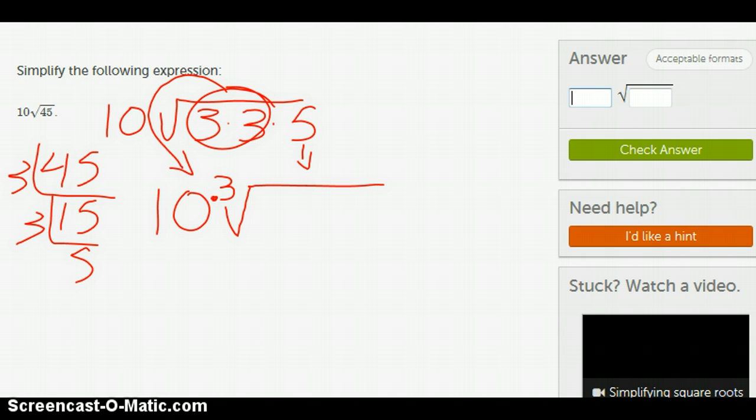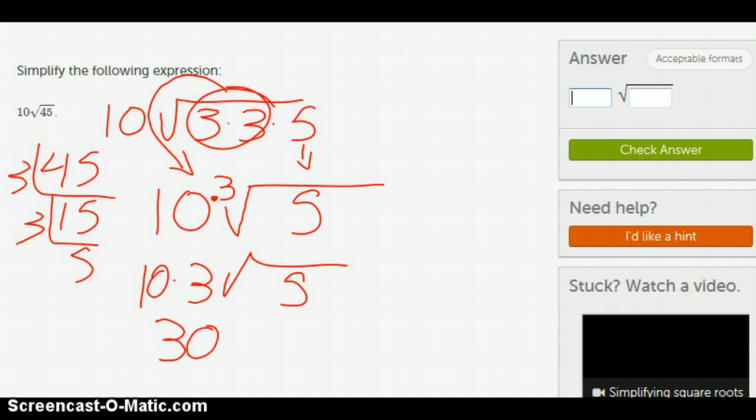The 5 stays, so I have 10 times 3. I want to rewrite that so people can see what I have. 10 times 3 times the square root of 5, so that is 30 times the square root of 5.